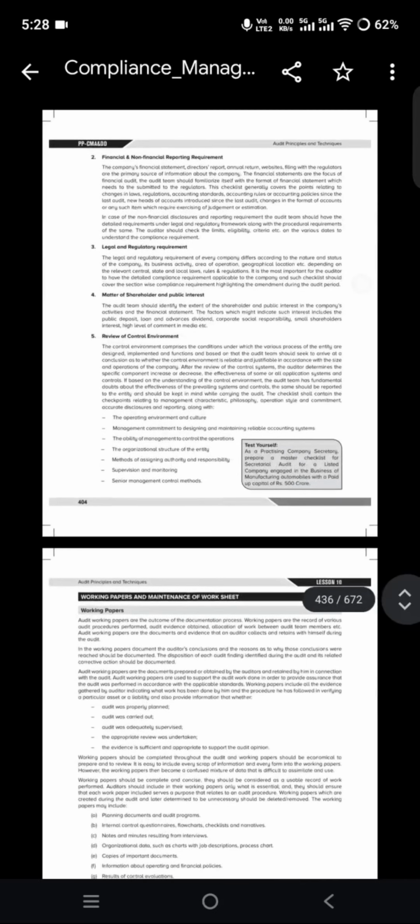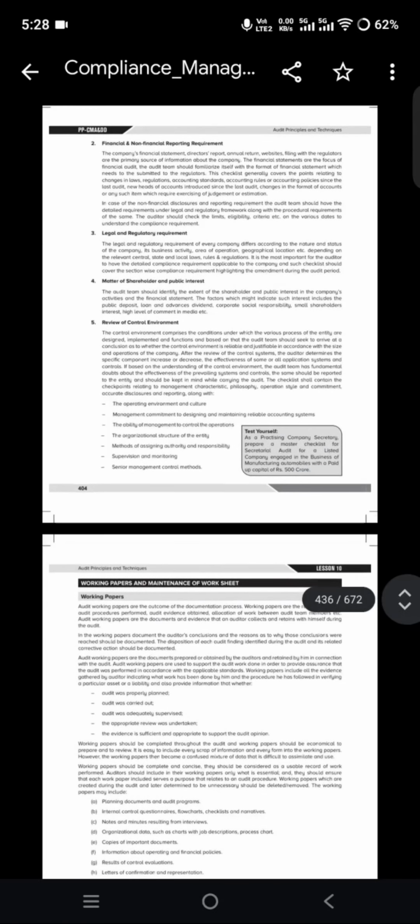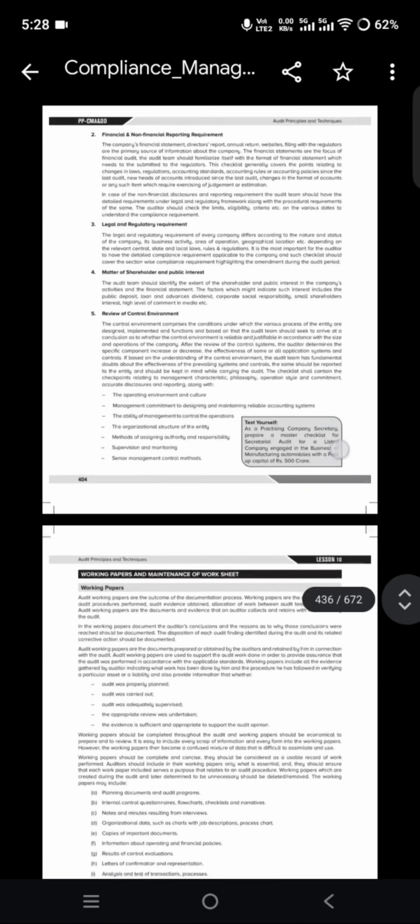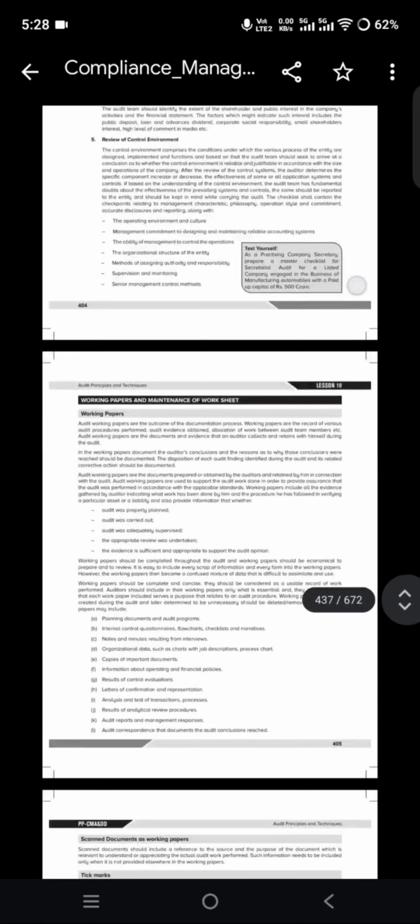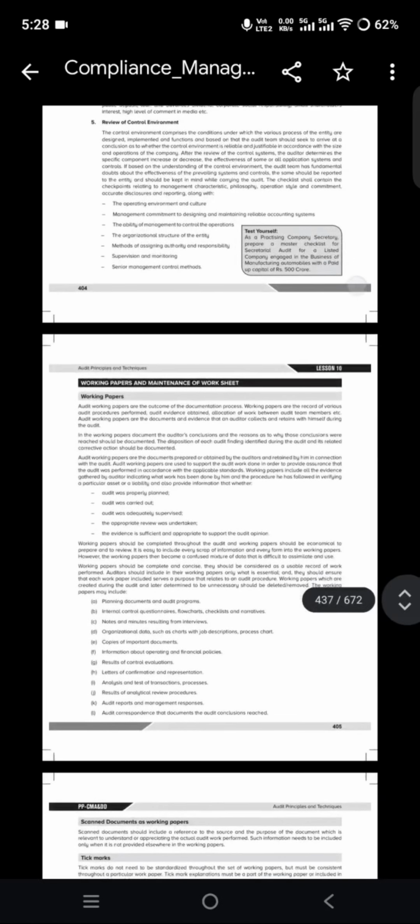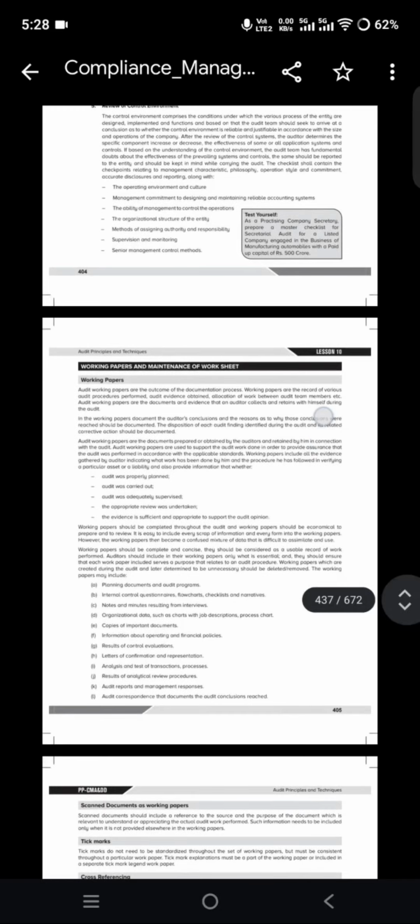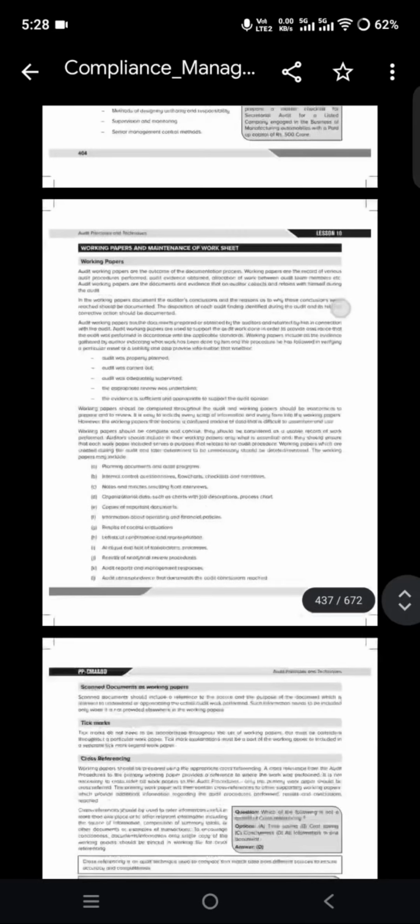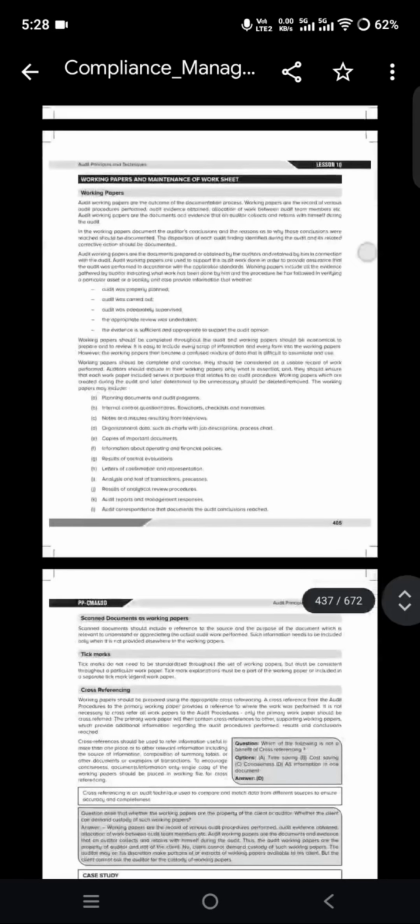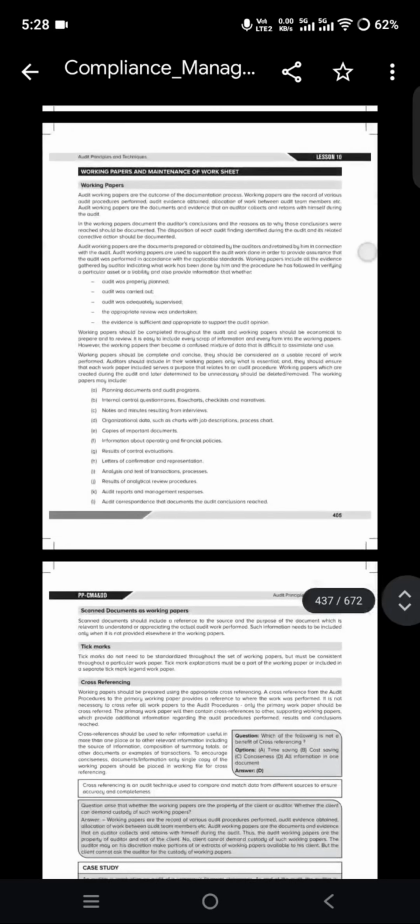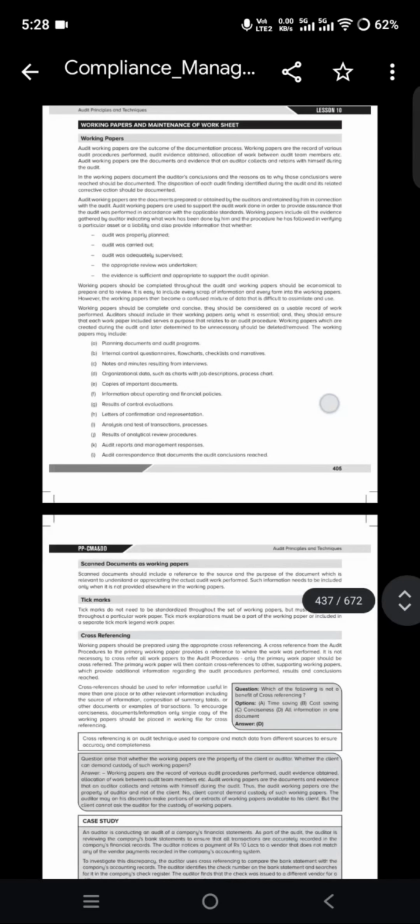Next, working papers and maintenance of worksheet. Here we can use the first line. Audit working papers are the outcome of the documentation process. Working papers are the record. What? Record of various audit procedures performed. What and all procedures they have performed, it is a record. Working paper is a record. Audit evidence obtained, allocation of work between the audit team members, etc. Audit working papers are the documents and evidences that an auditor collects and retains with himself during the audit.